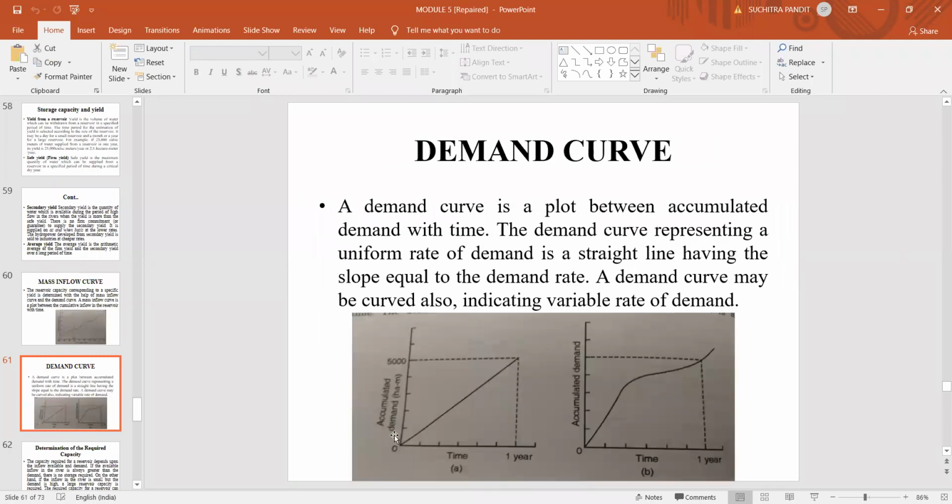Now, for the demand curve, there are two types. One is a constant demand curve. The other one is a varying demand curve. So whenever you have a straight line, you can see here the accumulated demand in a particular year with respect to time, correct? If it is a straight line, then the demand is constant on the downstream side.